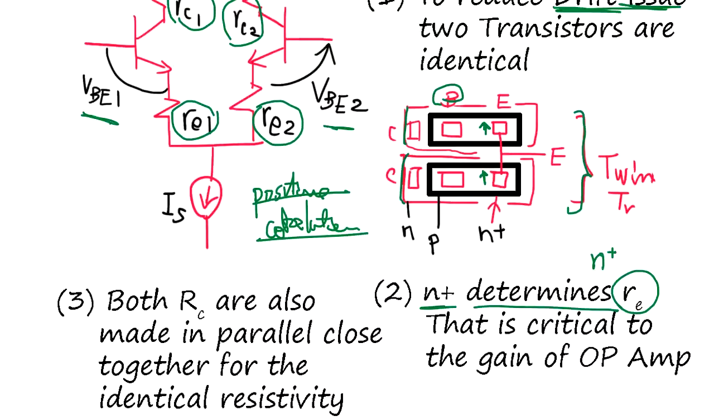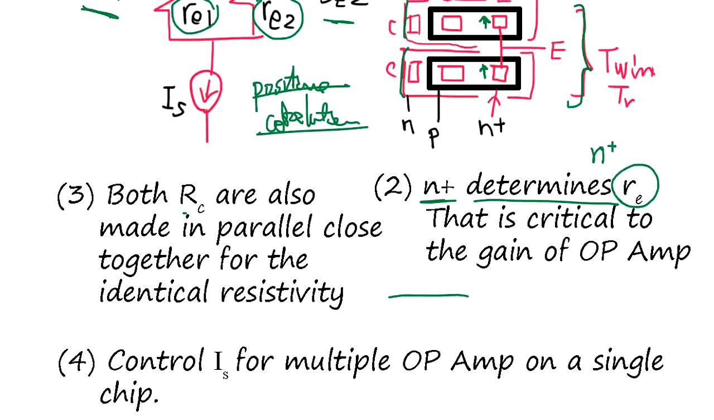Both RC and both RC, this guy, are made in parallel, close together. So also, the resistor is the resistor well on the silicon chip. Put both of them together side by side and make sure they are tracking, their values are almost identical. So the layout is critical in analog design.